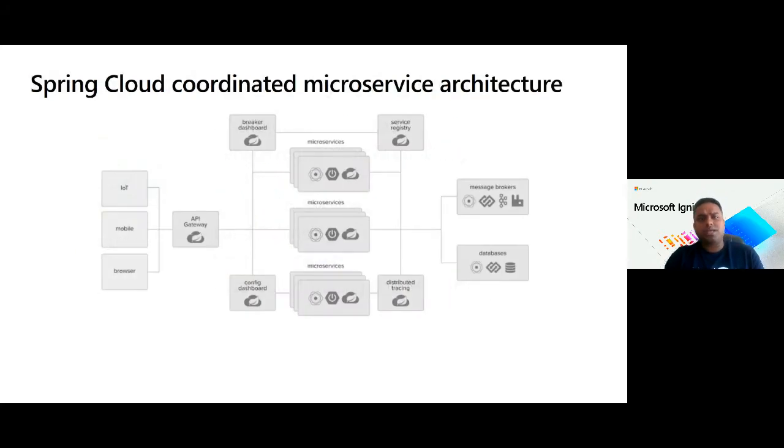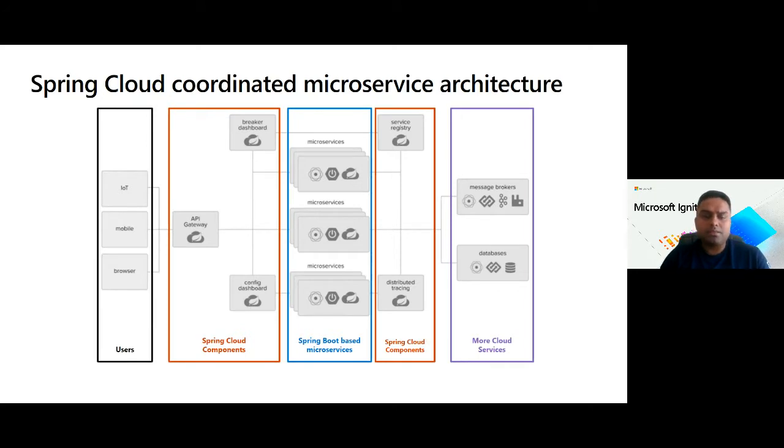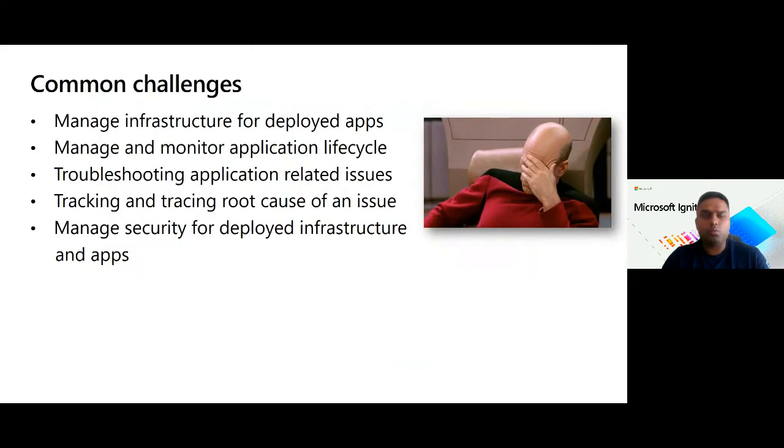Let's have a look at what is actually happening in the microservice architecture and what Spring Cloud really does. If you have a look at the red block that you're seeing in front of you, those are the Spring Cloud components working together with all the microservices that you see in the middle, in the blue block. And then you have your users on the left, who are interacting with those services. And then you can have any kind of other cloud-oriented services or on-prem services as shown to the right in the purple block.